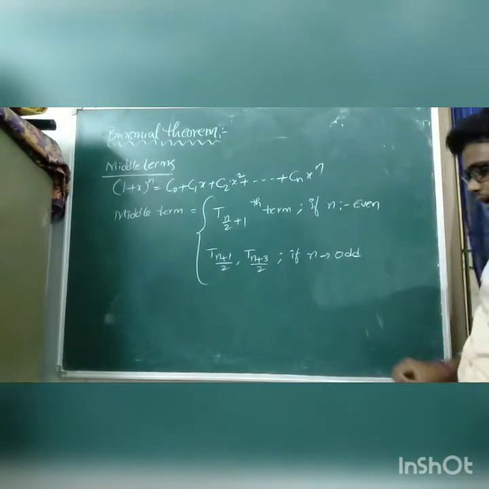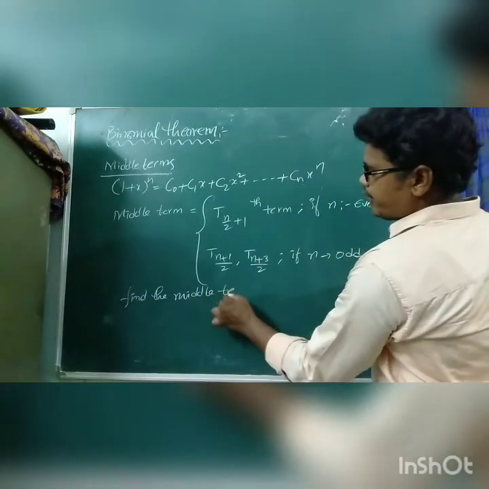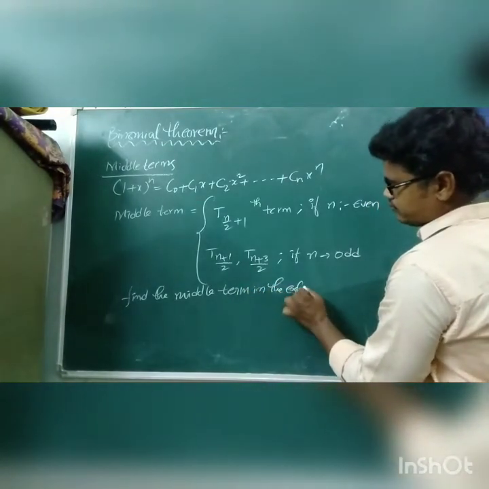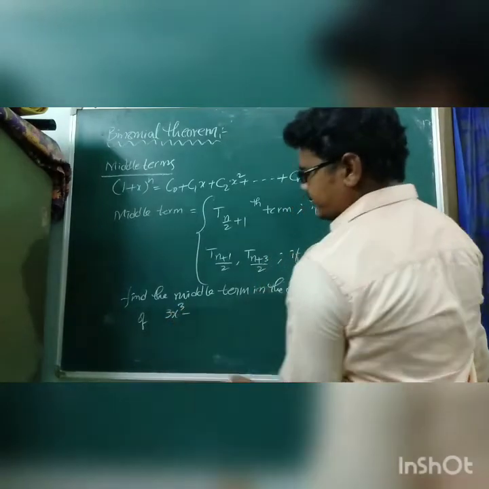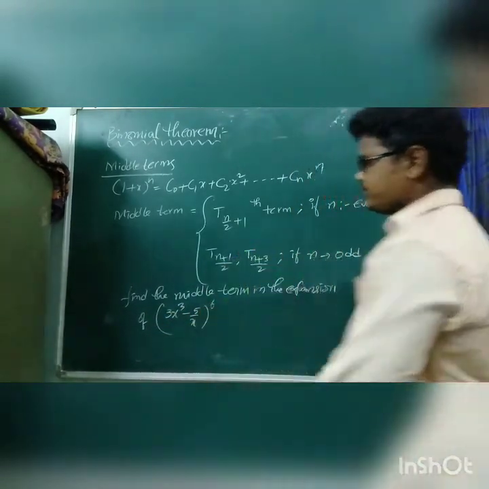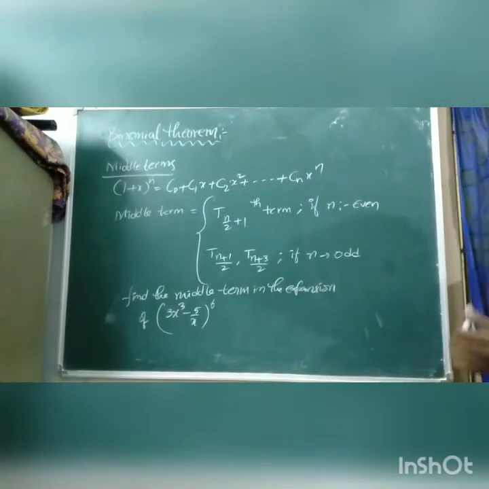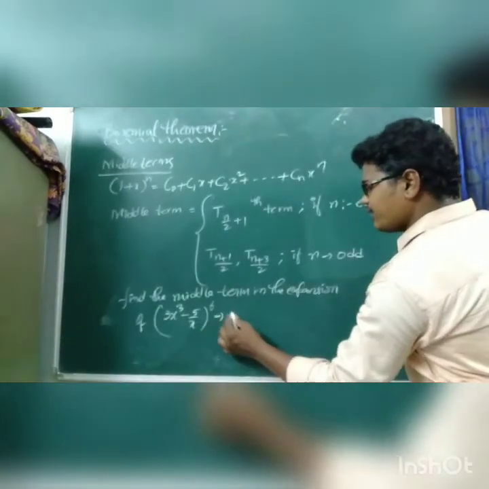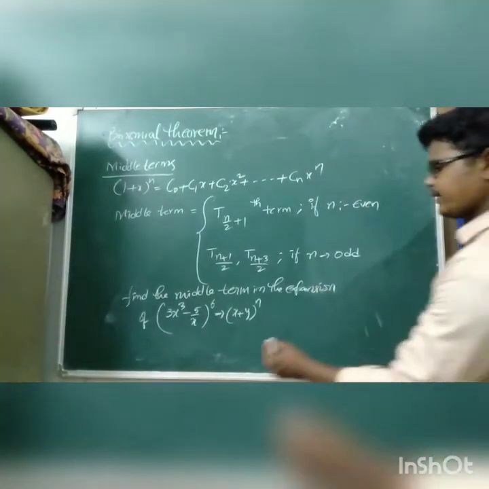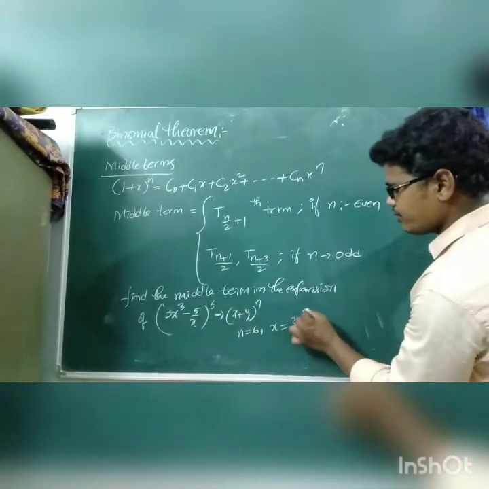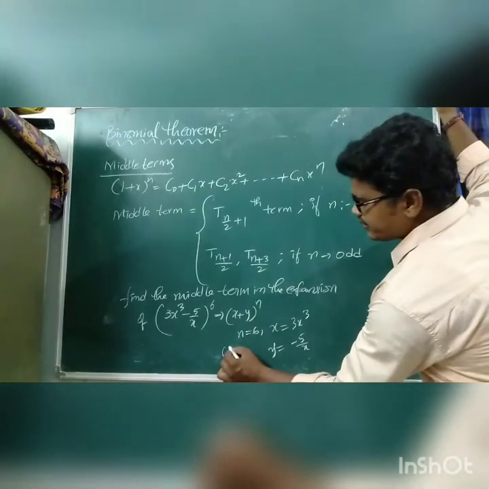Okay, next, we'll see one problem. Find the middle term in the expansion of (3x^3 - 5/x)^6. We compare this binomial expression with (x + y)^n, where n equal to 6, the value of x is equal to 3x^3 and y is equal to -5/x. See here n equal to 6, which is even.